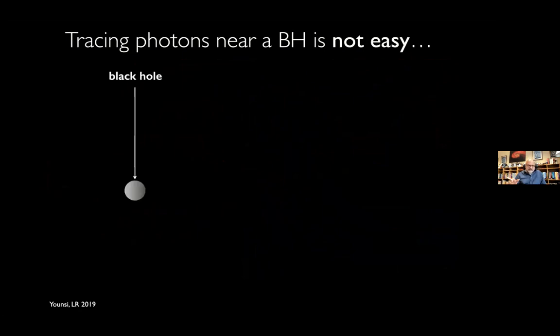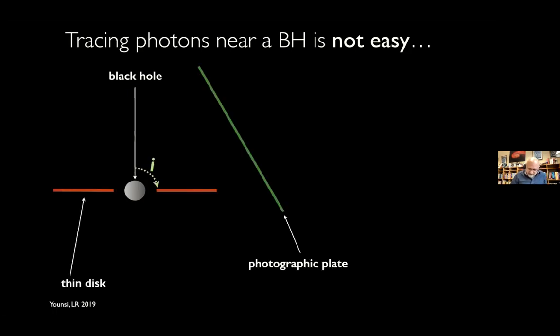We are used to thinking that light travels in straight lines. That's because we live in a locally flat space-time. But near a black hole, that's not the case. So if you imagine that you have a black hole and a thin disk, and you want to take a photo, then you will find something that Luminet in '73 described beautifully in a paper.